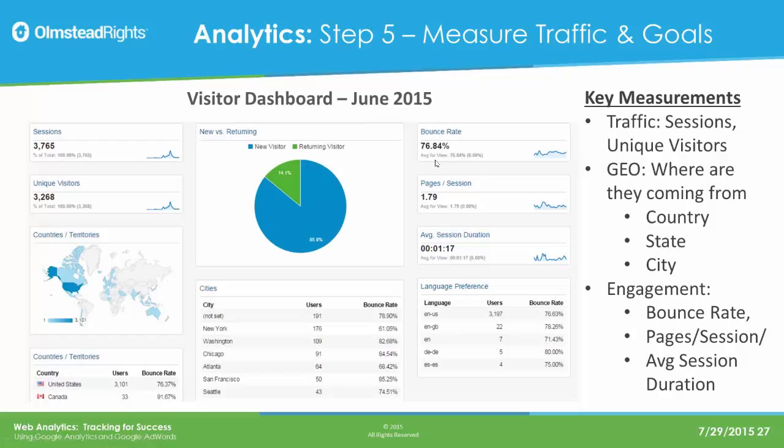Again, the overall site bounce rate was 76%, which means that of everyone that came, 76% of the people left after visiting the first page. In most cases, they came in through the home page. There were 1.8 pages per session, and 1 minute and 17 seconds was the average session duration. Again, that's the high-level view.